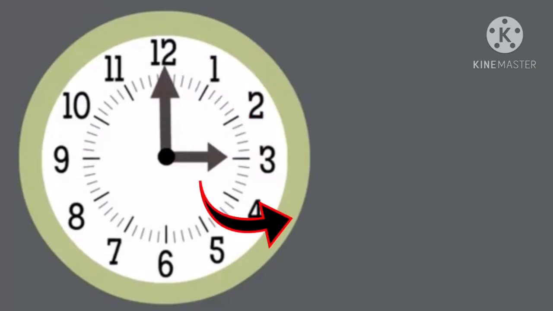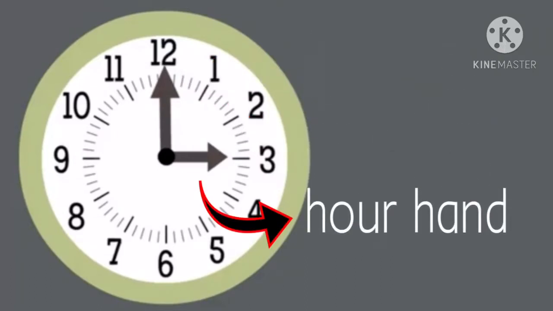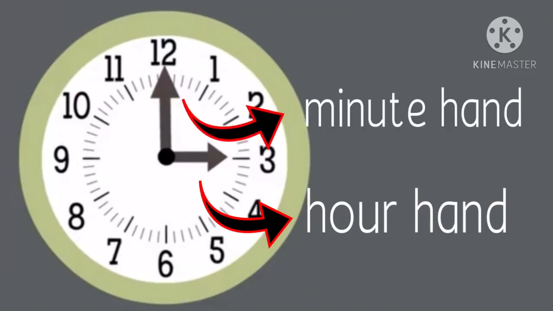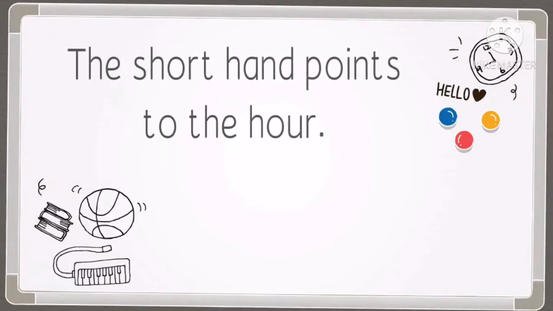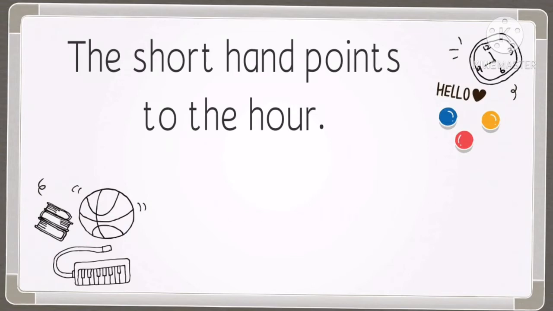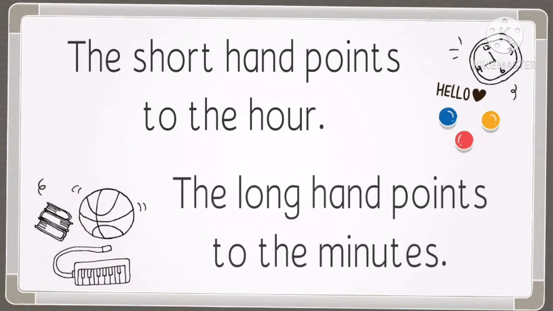The shorter hand is the hour hand. It shows us what hour it is. The long hand is the minute hand. It points to the minutes. The hour hand is the short hand and the minute hand is the long hand. Remember children, the short hand points to the hour. The long hand points to the minutes.